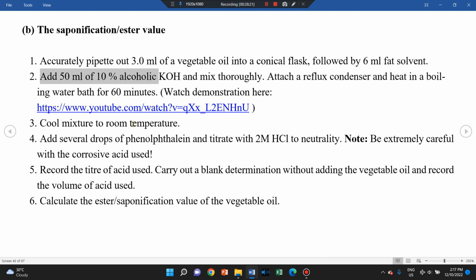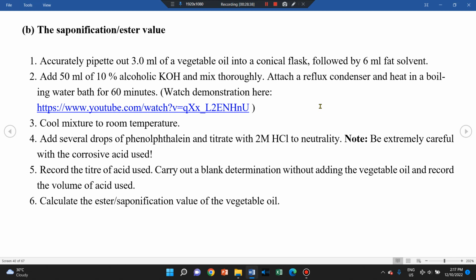So you mix it thoroughly. For this one, you are to treat it for quite a long time, that is 60 minutes. So you can also watch the video I have managed to pick up for you, how the setup looks like.